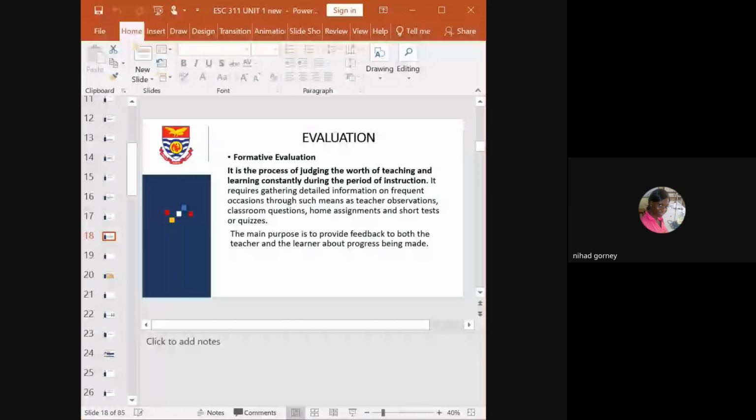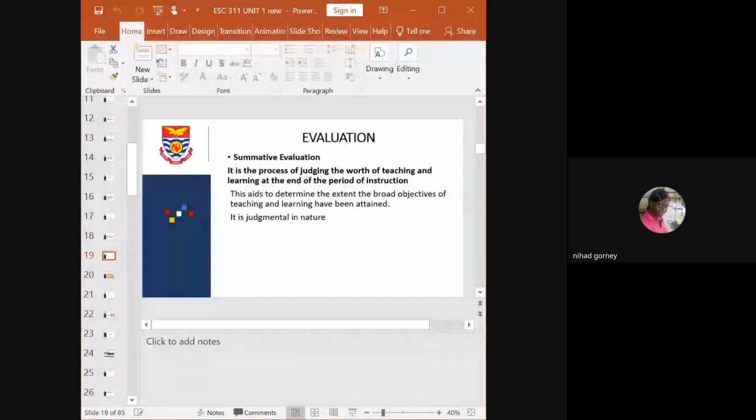But when it comes to summative, it is normally done at the end of the period. So it is not there to help teaching and learning go on, but it is helping us to determine the extent to which the broader achievements or objectives of teaching and learning have been attained.